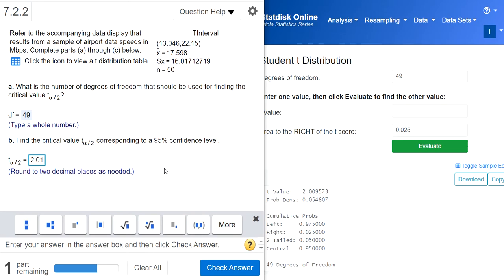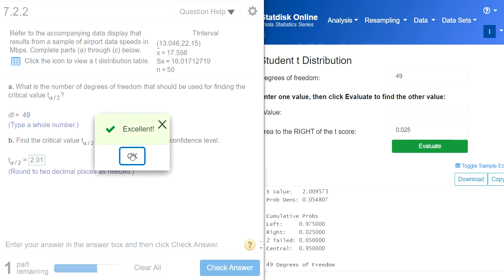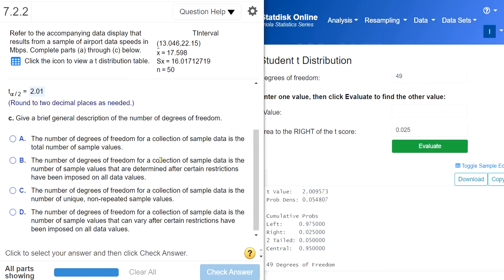The other way of doing this is using a table in the back of a textbook, using a student's t distribution table. They're available online. Usually it takes a little bit longer because you've got to sift through a whole bunch of numbers. But part C says give a brief general description of the number of degrees of freedom. So there's some analogies out there that are pretty cool for interpreting the degrees of freedom.